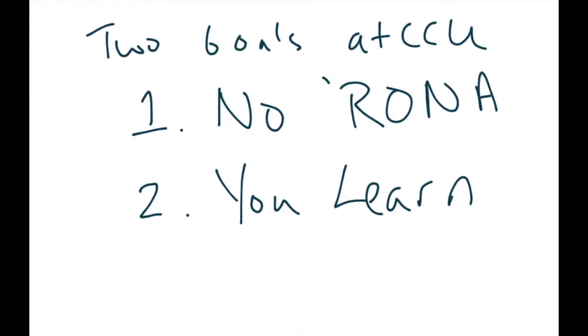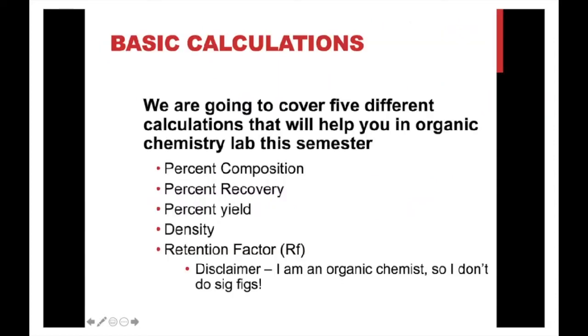So, throughout the semester, we're going to hit you with some online lectures, and this is the first one. It's going to be geared towards a review of basic calculations that you learned in Gen Chem that you're going to need in organic chemistry. The basic calculations we're going to look at are percent composition, percent recovery, percent yield, some basic density stuff, and then a retention factor, which is one that you haven't learned before, but you'll use later on in Organic 1 and Organic 2 lab.